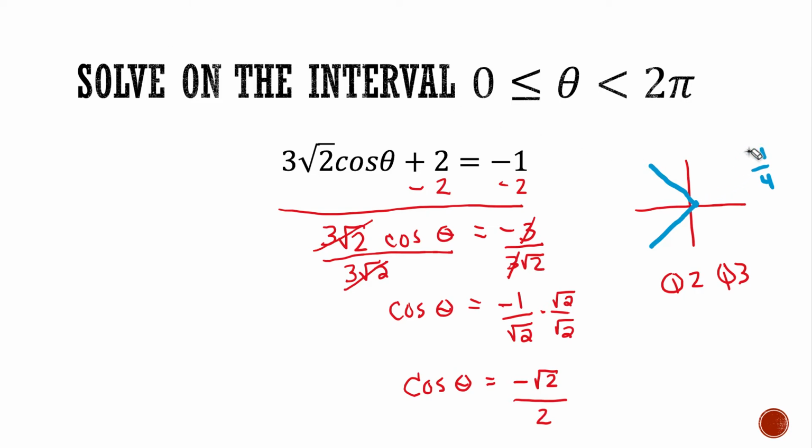All right, and then let's find it. We're going to count it around. So pi over 4, 2 pi over 4, 3 pi over 4. So one of my answers is 3 pi over 4. Four pi over 4, 5 pi over 4. So the other one is 5 pi over 4.